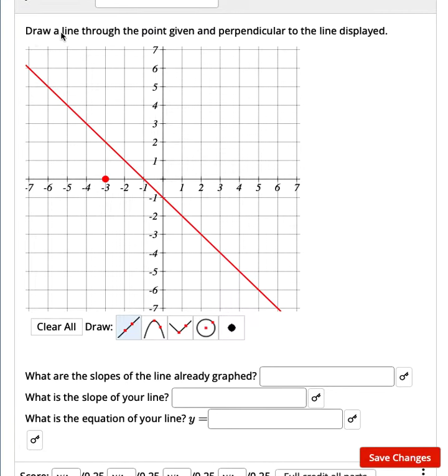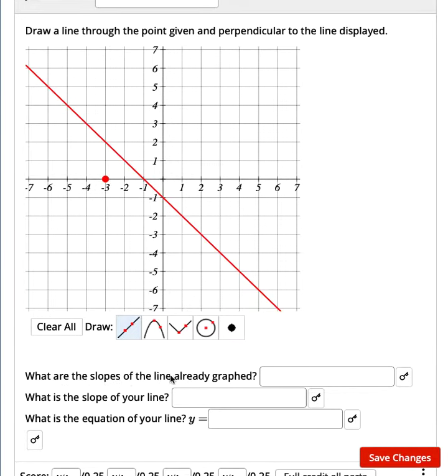Okay, so for this question, it asks us to draw a line through the point given and perpendicular to the line displayed. For something to be perpendicular, that means it has to be the opposite and the reciprocal of the slope. So for instance, if the original slope was 2/3, then a perpendicular slope would be -3/2. So reciprocal, opposite sign. So the first question is asking, what are the slopes of the line?